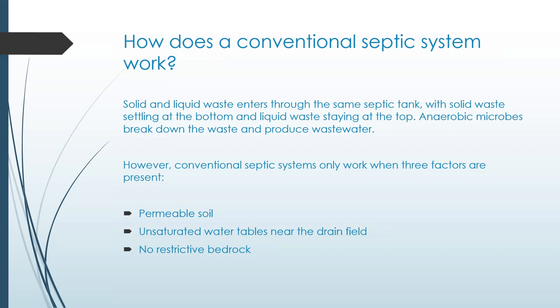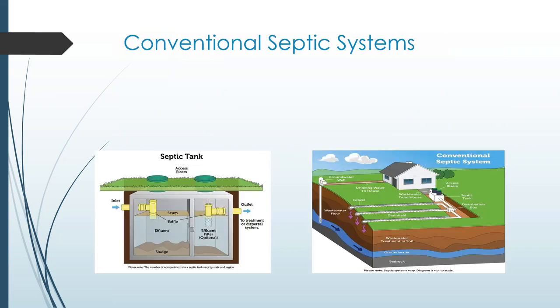Unsaturated water table and no restrictive bedrock, both are necessary to ensure water is able to soak into the ground and not rise to the surface, creating an odor. There you have some basic diagrams of conventional septic systems. The number of compartments in a septic tank could vary. The diagram, of course, could vary, but in a general sense, this is what you could expect from a conventional septic tank.